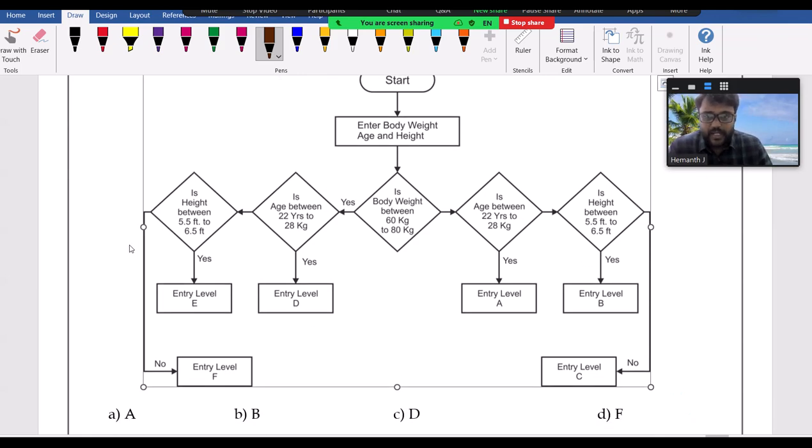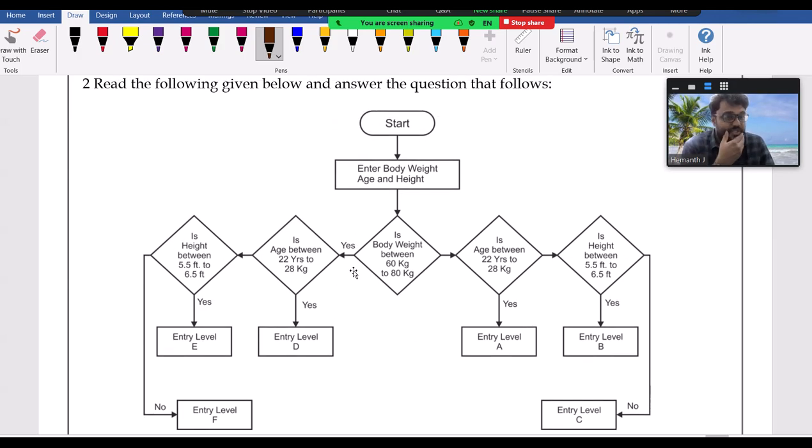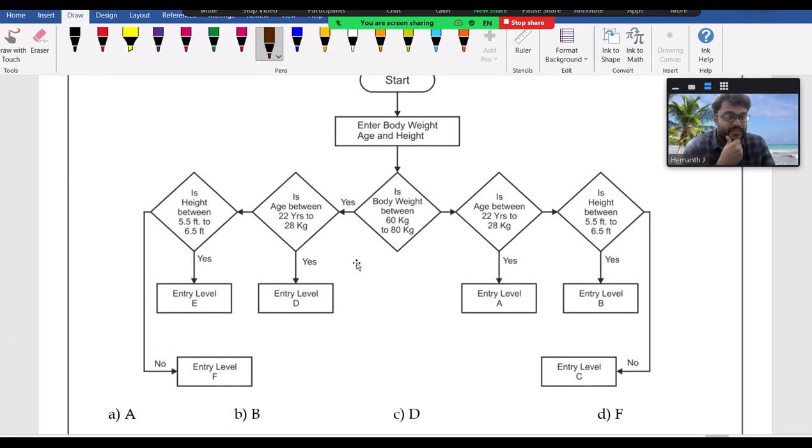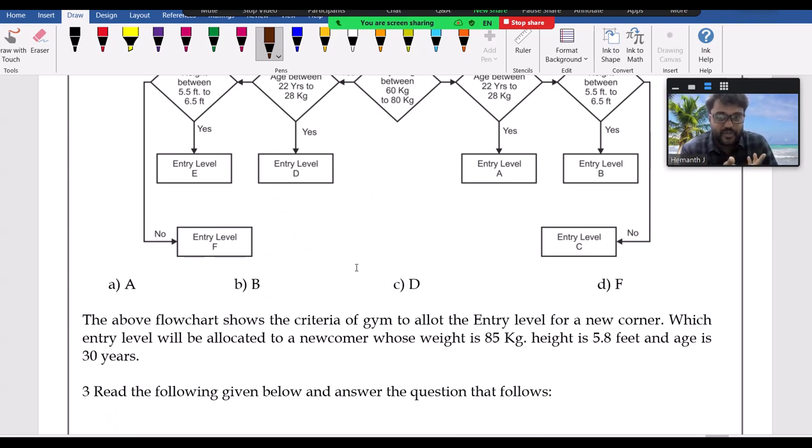Now you have to give body weight, age, and height. Then depending on that, you have to enter into a gym. You have to join a gym. So where you can join, which level you have to join, which entry level. So they gave a newcomer with 85 kgs weight, 5.8 feet height, and age is 30.